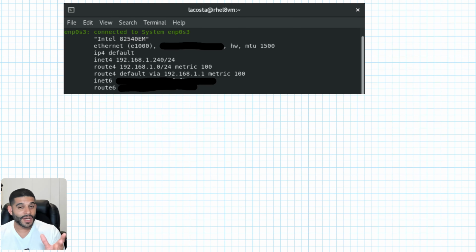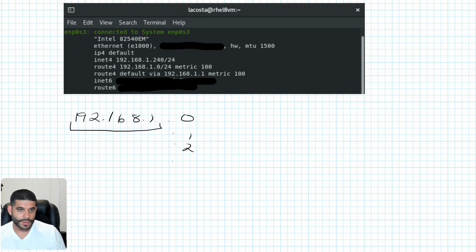So now that we figured out our hosts and we figured out our network, you can figure out now that 192.168.1, right, this is going to be the network, and then .0, this is where our host starts. And you can do .1, .2, all the way down to 256.